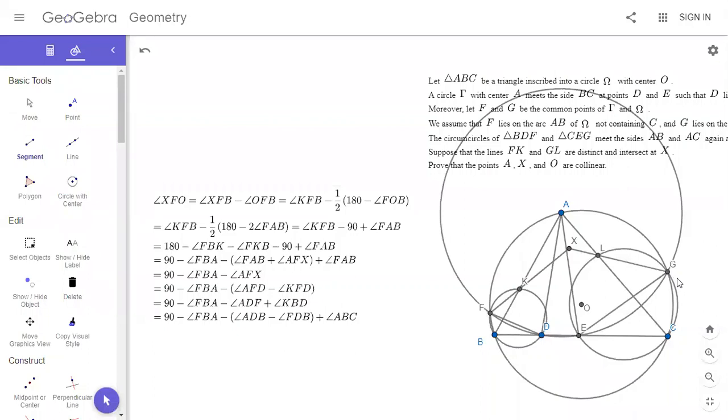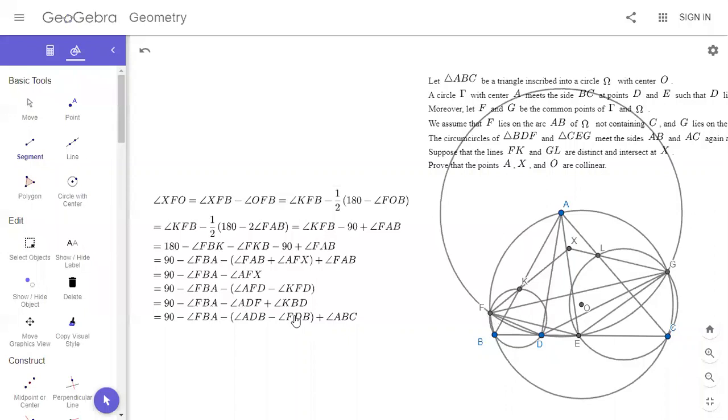I think angle FGD, and if you join DG and FE, and also FG. Oh, FG? FG, yes. So angle FGE will be equal to angle FDB.